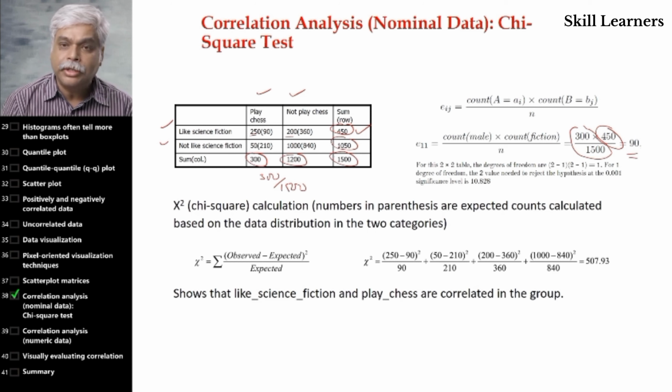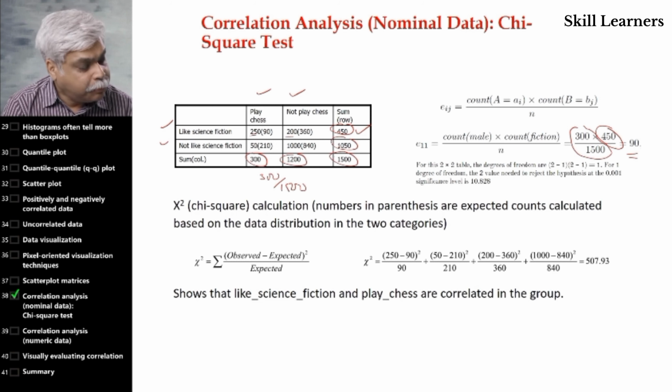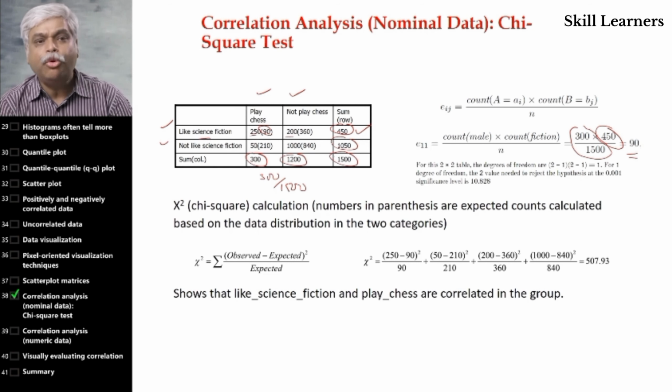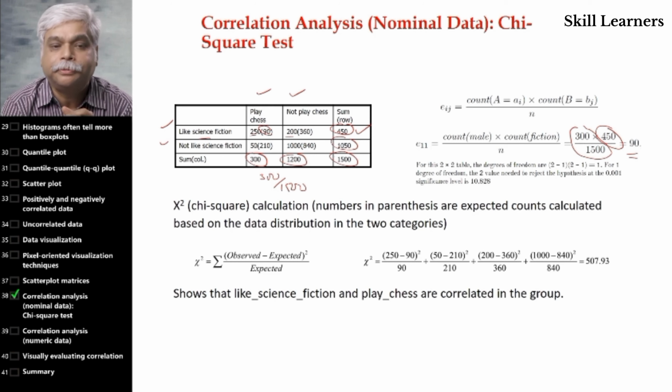This is the calculation that is done. Row total times column total, divided by grand total, gives the expected counts if there was no relationship between the row variable and the column variable. Using this formula, I would have expected to see about 90 people who both play chess and like science fiction, based on this proportion calculation. But my data says that no, it's not 90, it's 250. Many more people than you would expect like both science fiction and play chess.